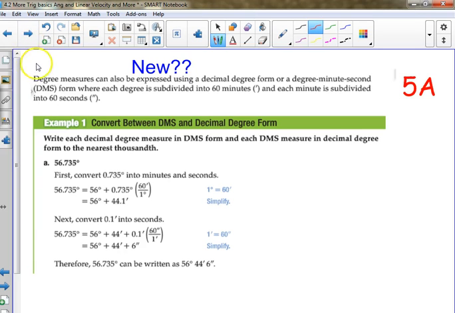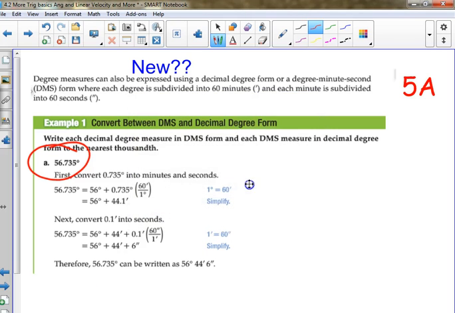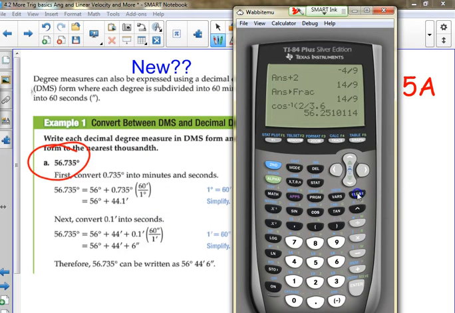Ooh, new stuff. You may have done this if you had trig, but it's on the quiz. It should be super easy points because it's all done on the calculator. This is particularly easy to do on the calculator. You just type. Everybody got their calculator out? Let me get mine out. Okay, there we go. For this one, I'm going to type 56.735.